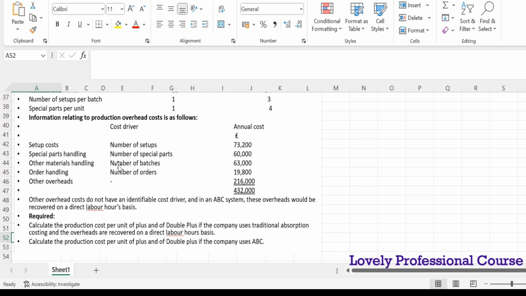Other material handling, you have to use number of batches. And order handling, you have to use the number of orders. For other overheads, there is no cost driver, and the cost is 216,000.